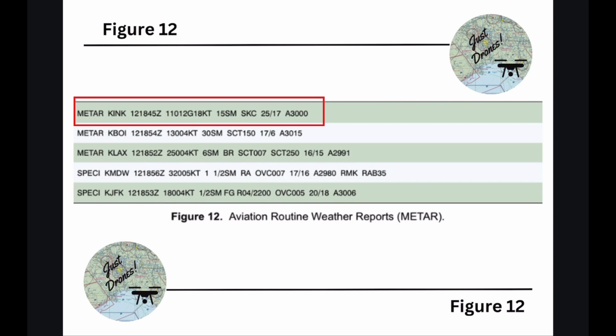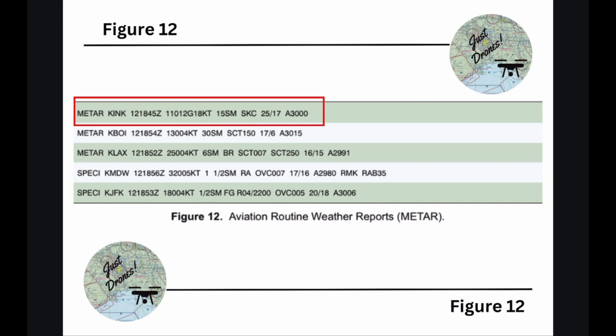And then the next part is your altimeter setting. This is what manned pilots use. They dial it in on their Kollsman window on their altimeter to put the current altimeter setting at that airport. So the A stands for altimeter, and then the number is 30.00, and it's measured in inches of mercury. That's the pressure at that current airport.